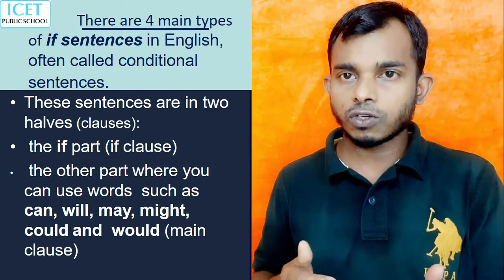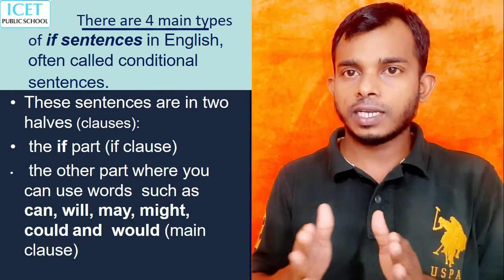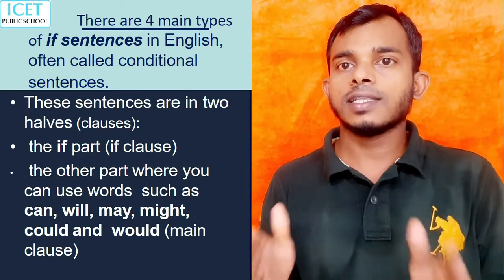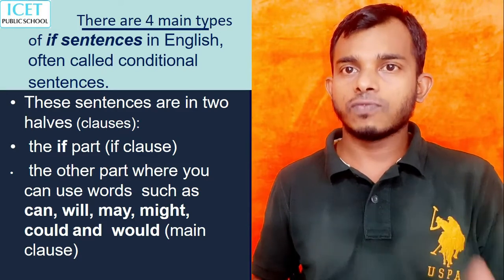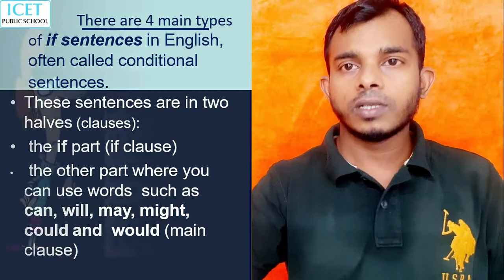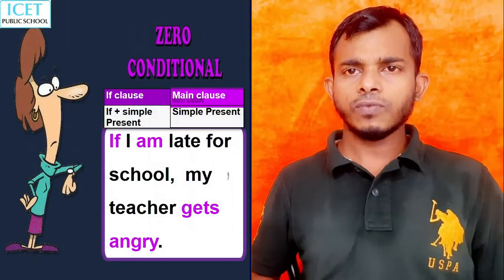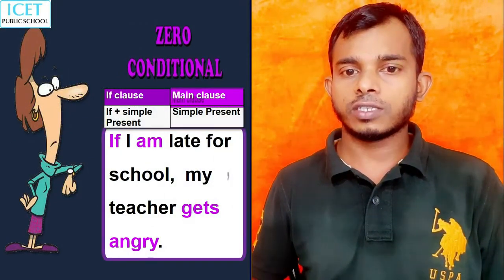One is the if clause, the other one is the main clause. So main clause and if clause. In conditional sentences, there will be two parts. One is called if clause, the other one is called main clause. Clear? Then the first type of conditional clause, zero conditionals.